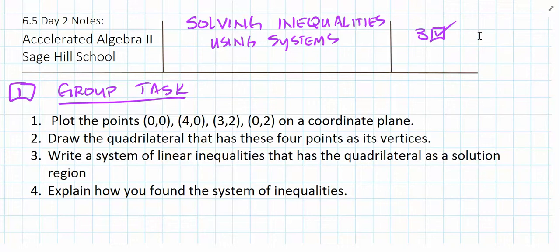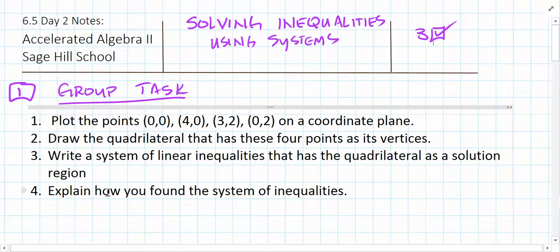And then your task as a group is to come up with the system of linear inequalities that has the quadrilateral as a solution region. So you're trying to figure out what inequality would give you that solution region, and then talk to each other about how you found that system. That should take you about 5 minutes.